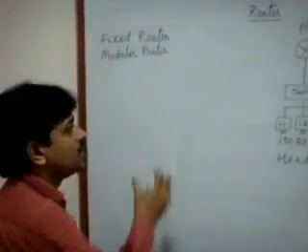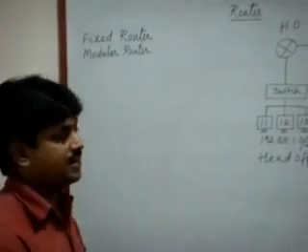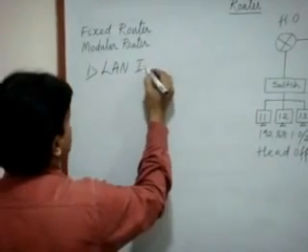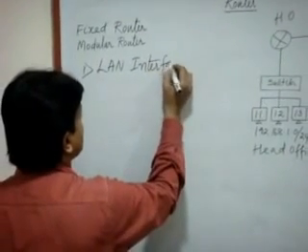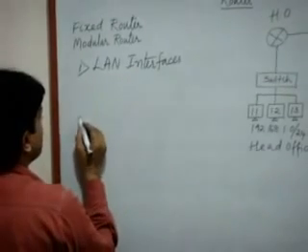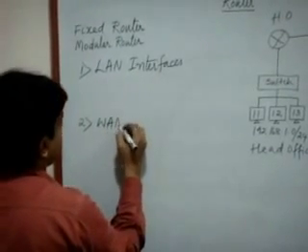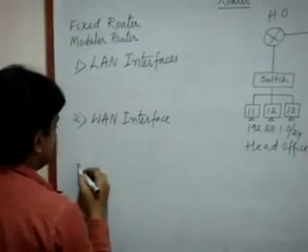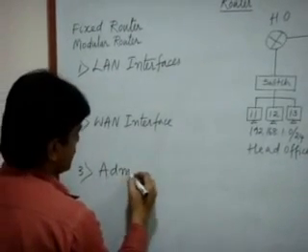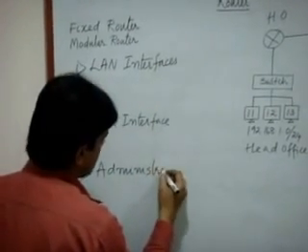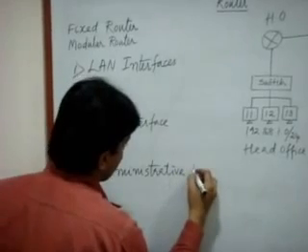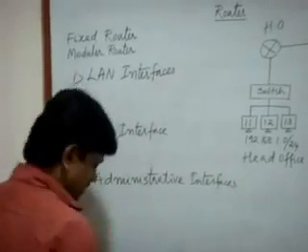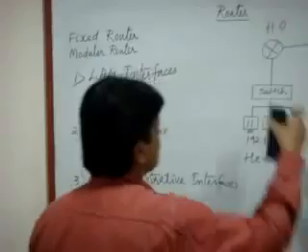In these routers, all the components are divided into three categories. First, LAN interfaces. Second, WAN interfaces. And third, administrative interfaces. Now we'll first see the LAN interfaces. What LAN interfaces are there in the router?